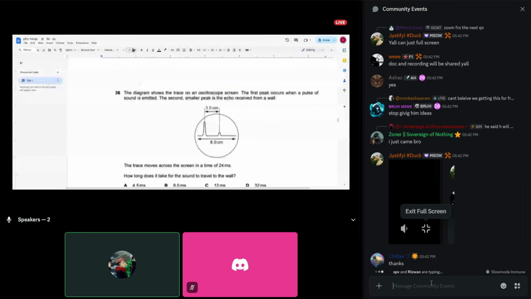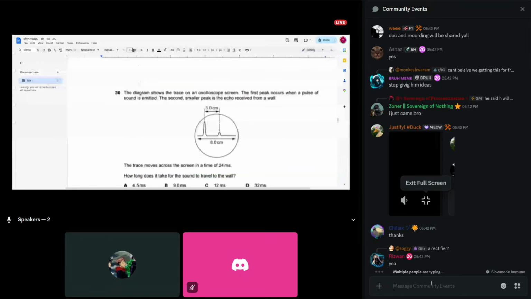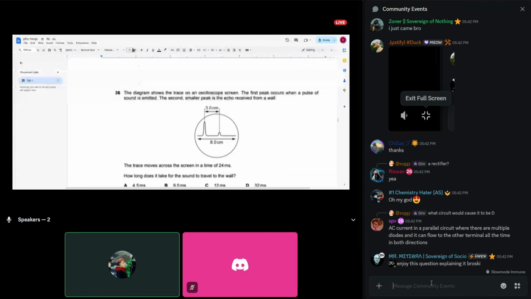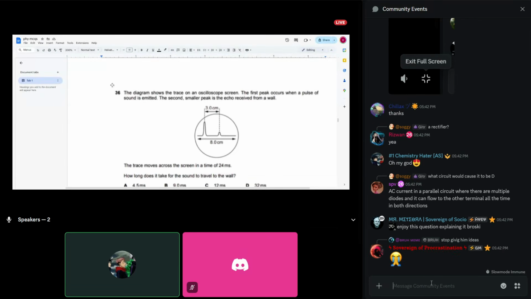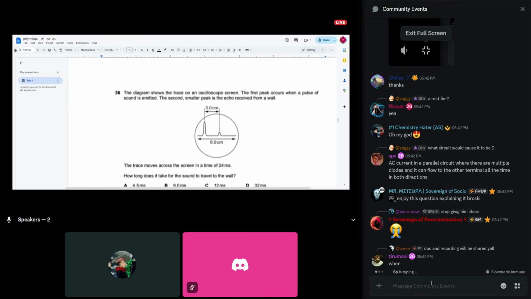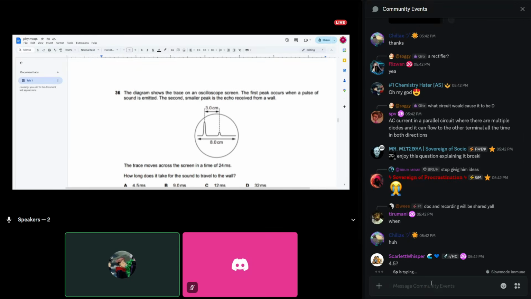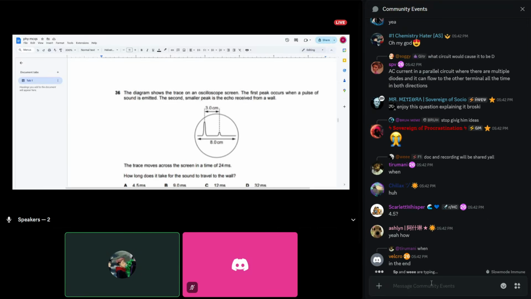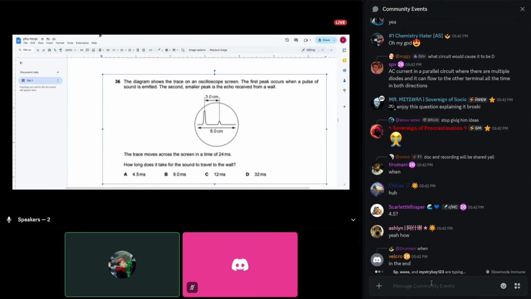The diagram shows a trace on an oscilloscope screen. The first peak occurs when a pulse of sound is emitted. The second, smaller peak is the echo received from a wall. The trace moves across the screen in a time of 24 milliseconds. How long does it take for the sound to travel to the wall? Now, how would I do this? I'm trying to find time. It's 4.5, yes, but how?